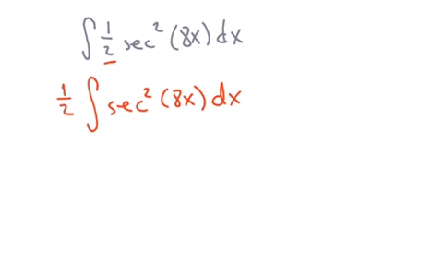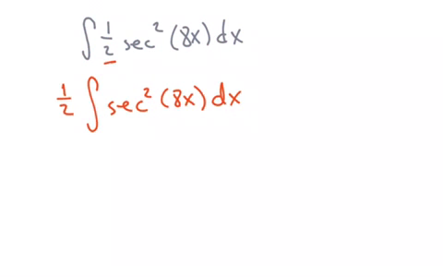let me do this on a separate page. We know the integral of secant squared x dx is simply going to be tan x. So you need to know this. If you don't know this, you're gonna have some problems here. Okay. But once I know this, then I simply just let u equal 8x, because if I replace 8x with u, then I'm just integrating secant squared u.